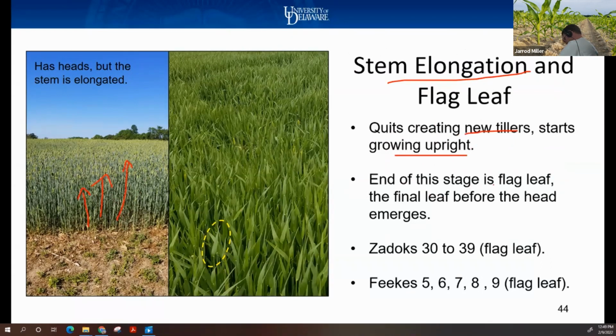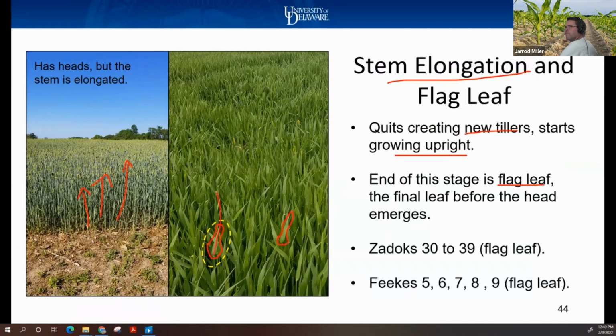The end of this stage is going to be what we call the flag leaf stage. And I have good pictures of the flag leaf somewhere, but I couldn't find them. But you see this leaf, it's right before the seed head comes out. See how it's like a flag. Once you see one of them, you can see them all across this field. Here's one. It's a really good one. And it kind of hangs off the top of the plant.